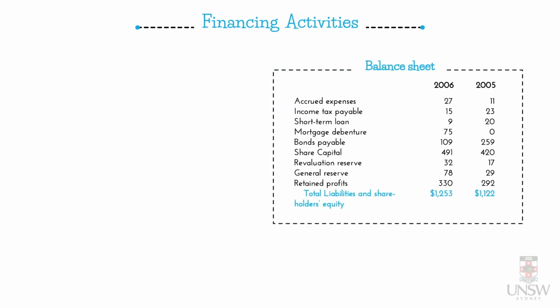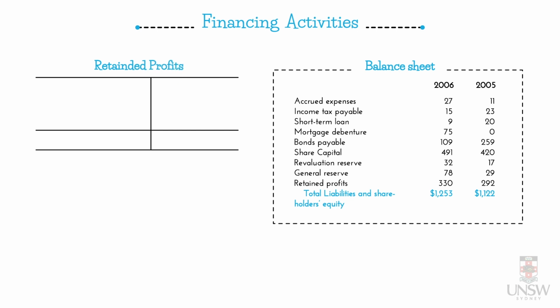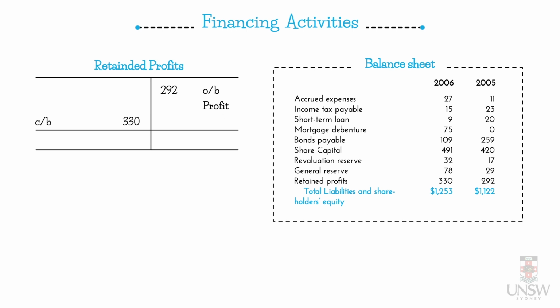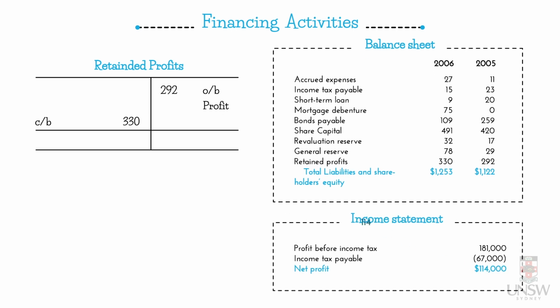And the final calculation we need to do is of the retained profits account. We want to find out how much cash we've paid for dividends during this period. So we need to reconstruct retained profits. We're going to have on the credit side opening balance 292, a closing balance of 330 on the debit side. We need to put the profit in from the income statement. That's 114. So our credit side is going to be equal to 406.